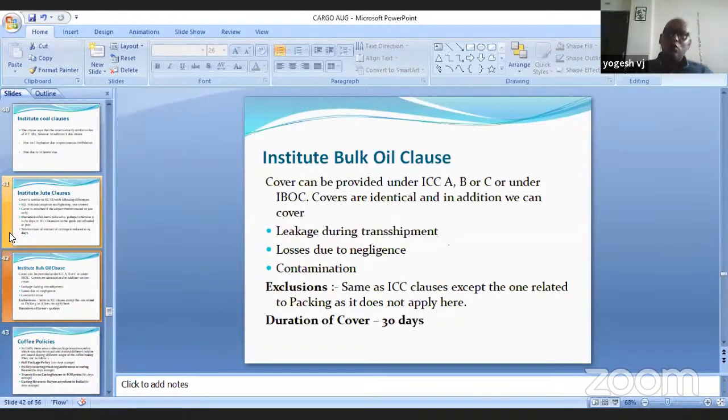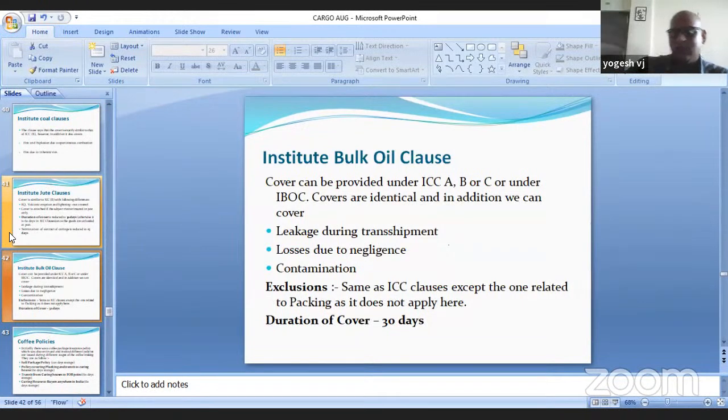Loss due to negligence, see depending upon the cargo. अगर cargo bulk oil है तो महंगा है काफी, है ना? तो यहाँ पे due to negligence losses जो है वो cover किए जाते हैं. During transshipment. Now what is transshipment? Transshipment is when cargo is transferred from one vessel to another vessel.